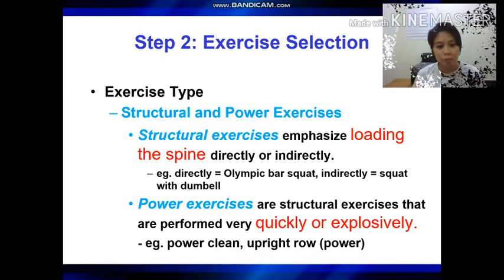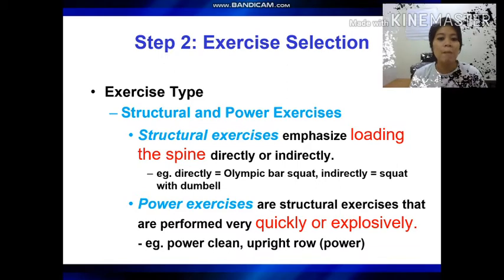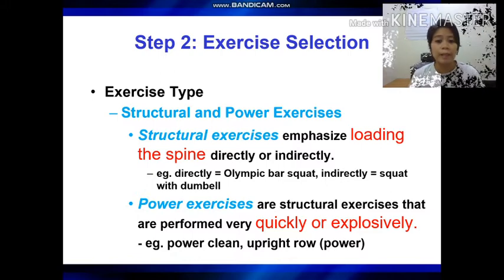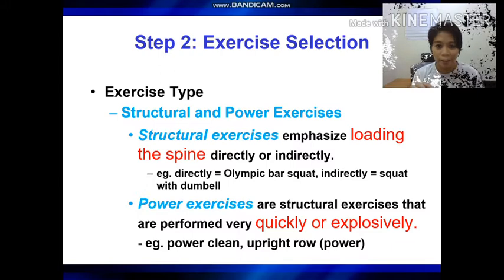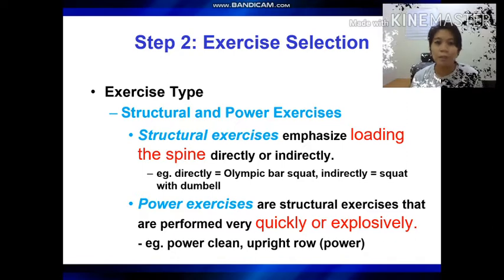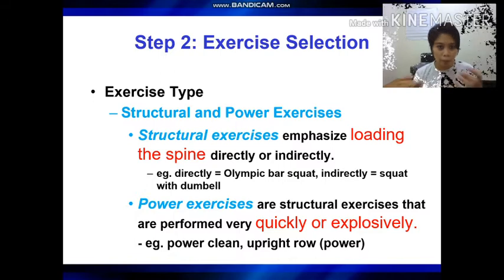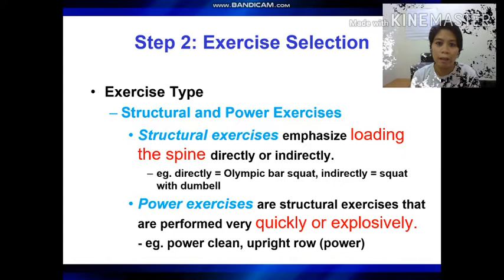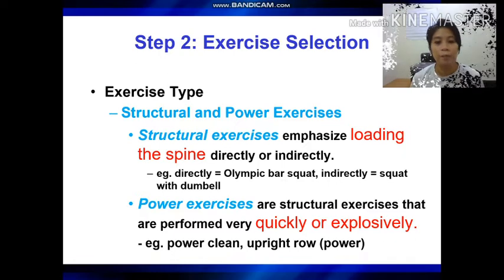Alright, the second exercise type is power exercises. These are structural exercises that are performed very quickly or explosively. The major difference between these two: power exercise is explosive, quick. For example, the clean, power clean, upright row, snatch, performed with very explosive, fast movement. Quality is of utmost importance in performing power exercises.